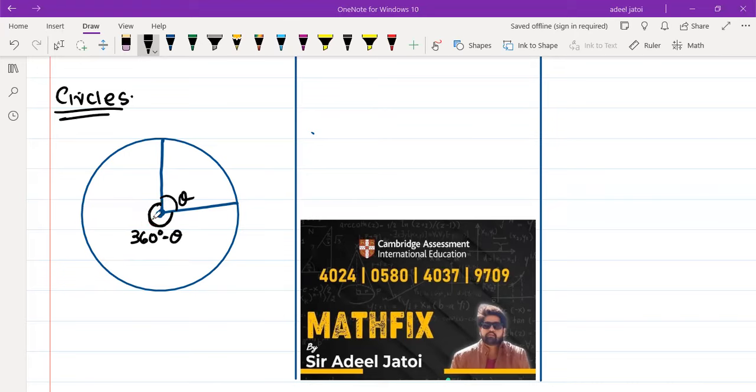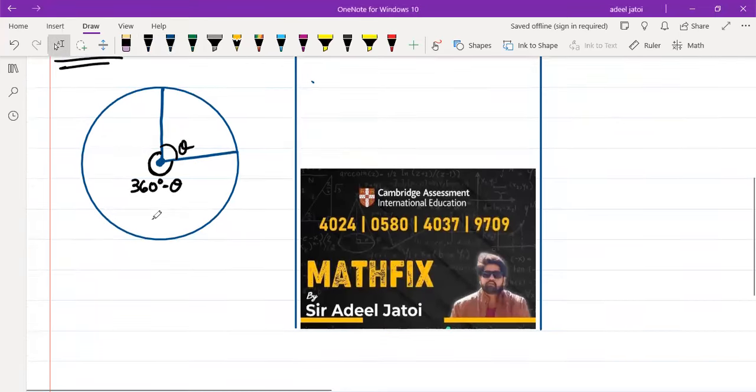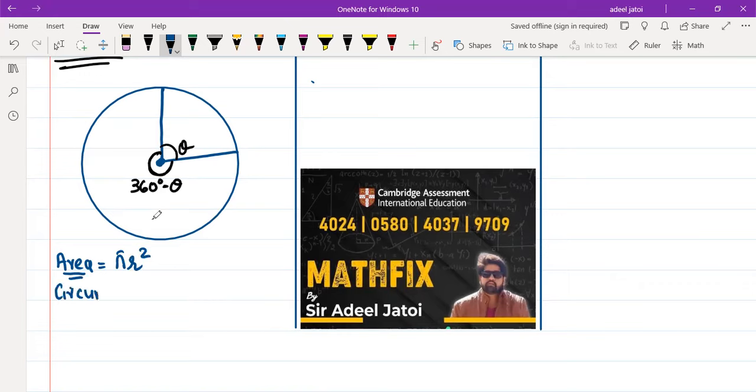Now, the major part of this is that in the circle, there are two particular things. One is the area that you should know. Area of the circle is pi r square. Area of the circle is always pi r square. Whereas the circumference is the boundary of the circle, or the perimeter. This should be 2 pi r.